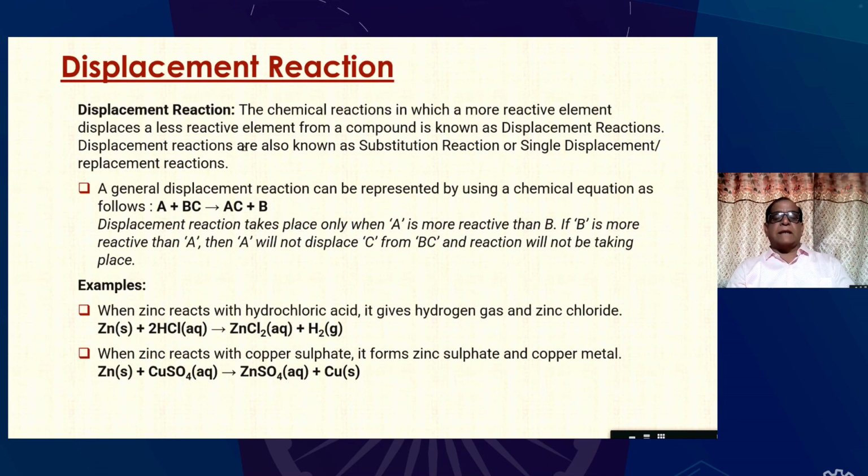So the examples of single displacement reactions are: when zinc reacts with hydrogen chloride, it leads to the formation of hydrogen gas and zinc chloride. When zinc reacts with copper sulfate, it leads to the formation of zinc sulfate and copper metal. These are examples of single displacement reactions.